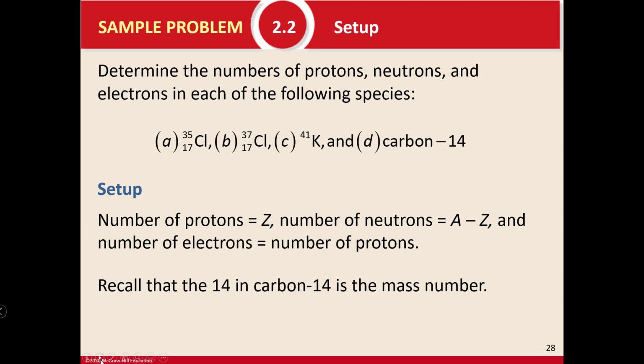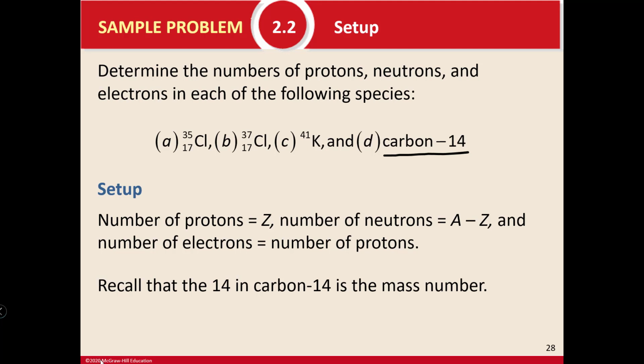So, I want you to be able to answer this question. So we have isotopic symbols, and then we have isotope speak here as the last one. I want you to be able to tell me the number of protons, neutrons, and electrons in each one of these isotopes, in each one of these atoms. All right? So, stop the video, write down your answers, and then turn the video back on.